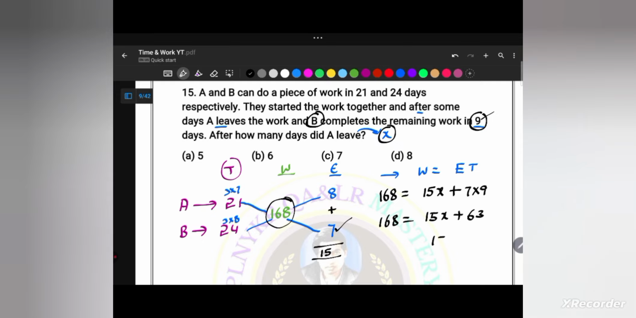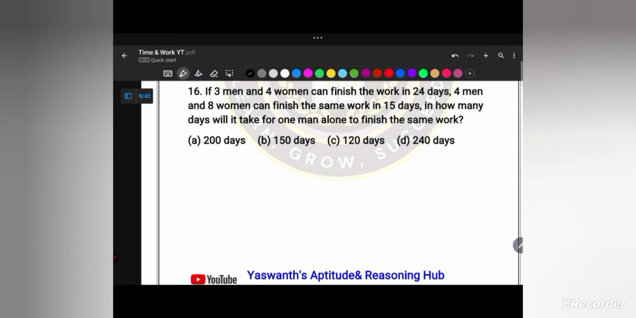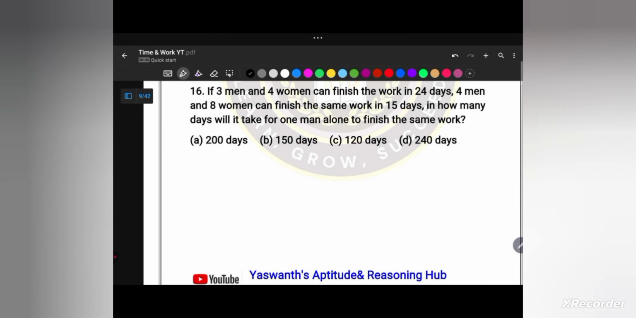So we'll be getting 15x equal to 105. So 15 sevens, we'll be getting x equal to 7. You can mark the option: A leaves after 7 days, option C. We'll be moving to the next question. Just let me know the answer once it is solved.